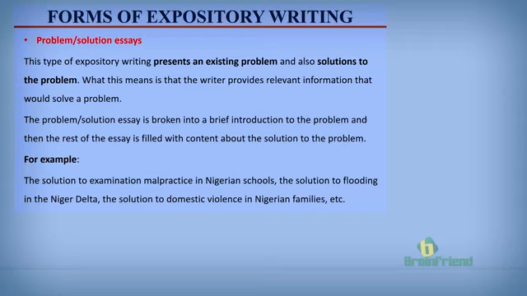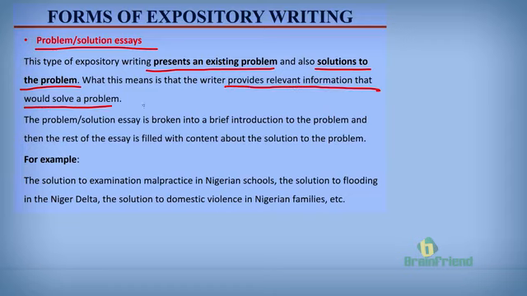Another form of an expository composition is the problem-solution type. And this type of expository writing presents an existing problem and also the solutions to that particular problem. What this means is that the writer provides relevant information that would solve a problem. The problem solution essay is broken into a brief introduction to the problem, and the rest of the essay is filled with content about the solution to the problem.